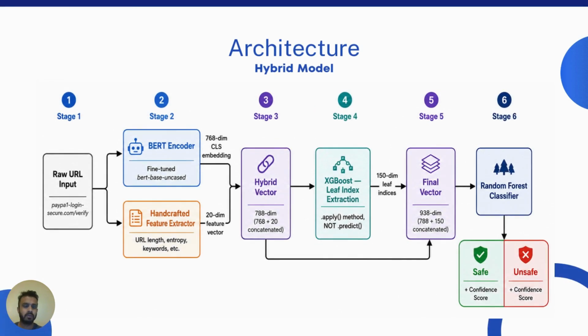Furthermore, talking about our hybrid model, the main model that we use by default to check whether the site URL is fishy or not: it takes a raw URL and processes it with the BERT encoder, which creates 768 features, and we use 20 handcrafted features. So altogether there are 788 features. They pass through a hybrid vector and XGBoost with 150 trees and leaves, and then the final vector of 738 dimensions is created and finally passed through Random Forest to check whether the site is safe or not.